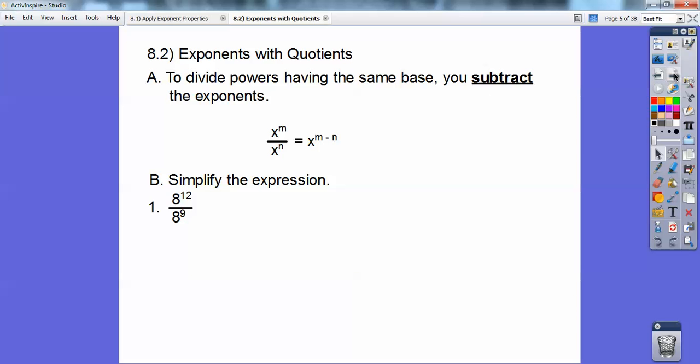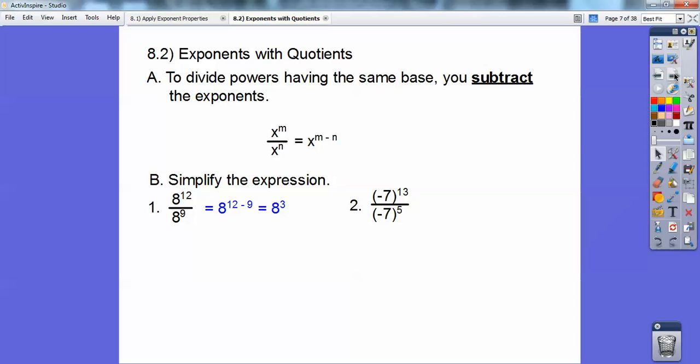Simplify the expression 8 to the 12 over 8 to the 9. You're going to subtract those exponents. 12 minus 9 is 3, so it's 8 to the 3. And you can go ahead and get 8 to the 3. I think it's 512, but you can leave it like that on big numbers. If it's small numbers like 2 to the third or 4 to the third, I'd want you to go ahead and multiply those out. But 8 to the third, you can go ahead and do that also. I just left it like that.